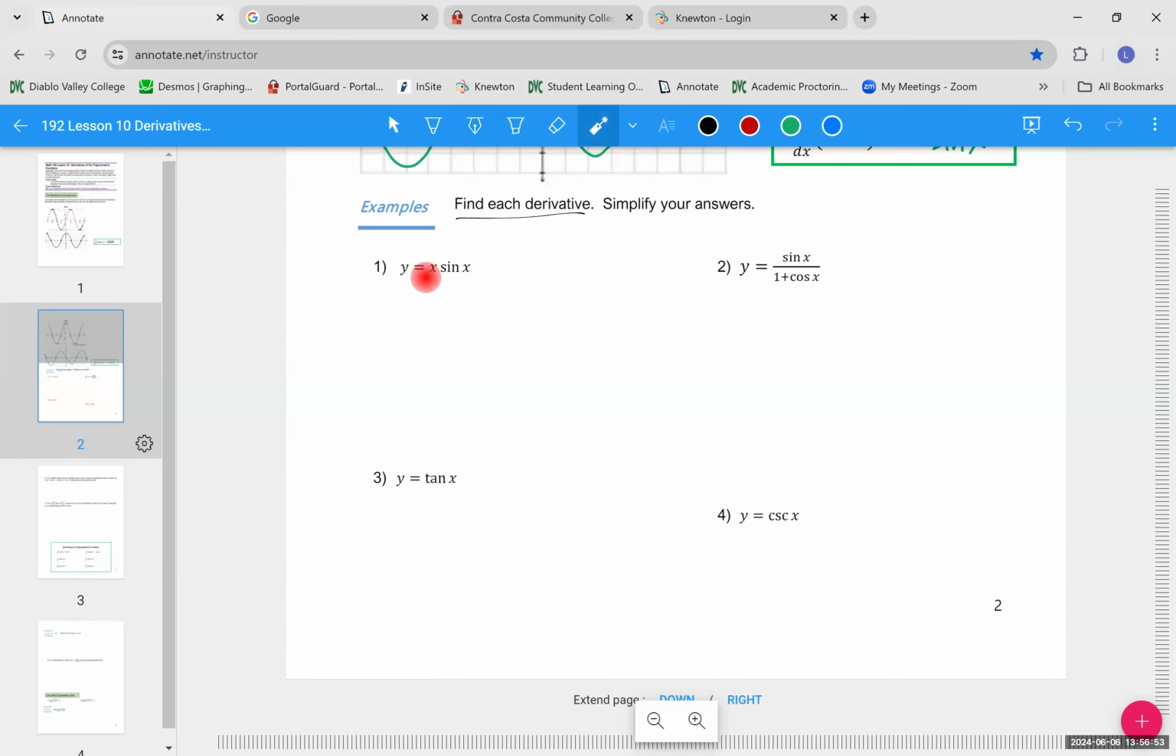So I have y equals x times sine x. So this is a product. We're going to need to use the product rule. So y prime will be x times the derivative of sine x, which we now know to be cosine x, plus sine x times the derivative of x, which is just 1. So not a lot of actual simplifying going on there. Just kind of a straight application of the product rule. So we'll try the next one.